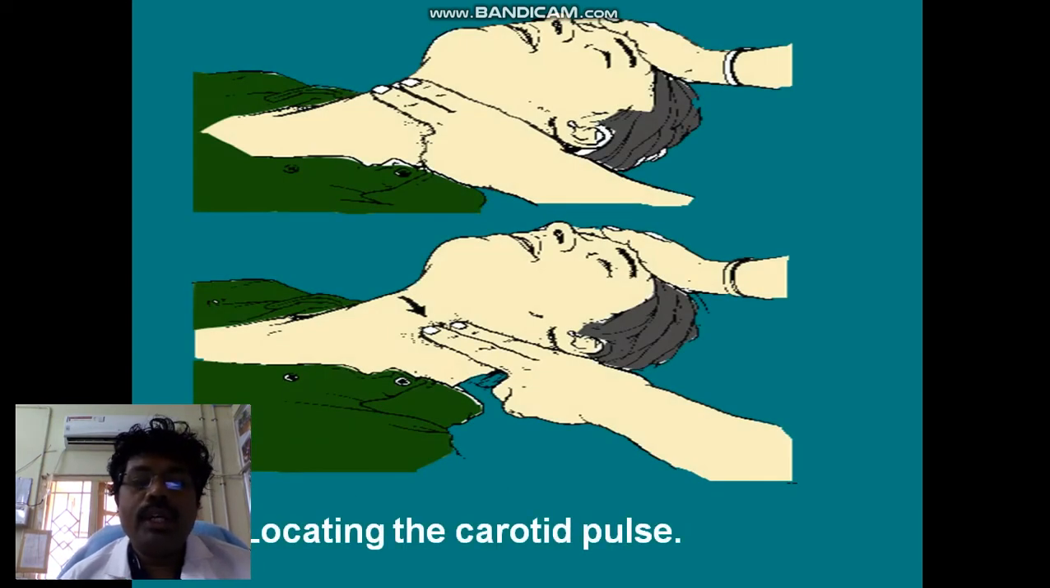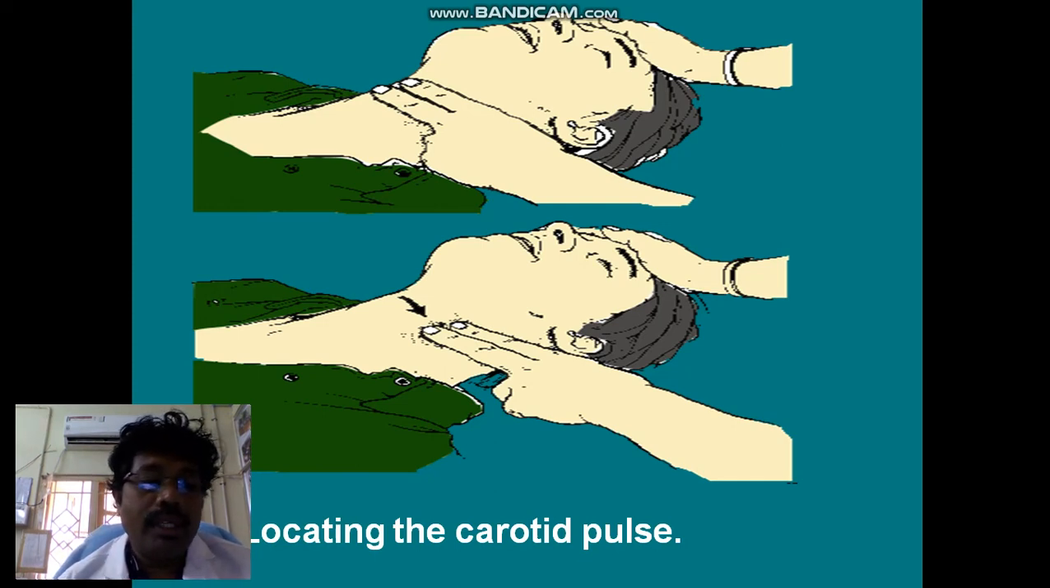This is the way to locate the carotid pulse. Already I have explained about this, and the first aider should use two fingers to feel the carotid pulse. The carotid pulse is the major pulse in the body. For those who have collapsed, it can be palpated only at the carotid, because the peripheral pulse sometimes may be collapsed. So it is better to feel the carotid pulse with your two fingers. You should keep the two fingers just medial to the sternomastoid muscle. There is a major arterial pulse you can feel with your two fingers. That is called the carotid artery.